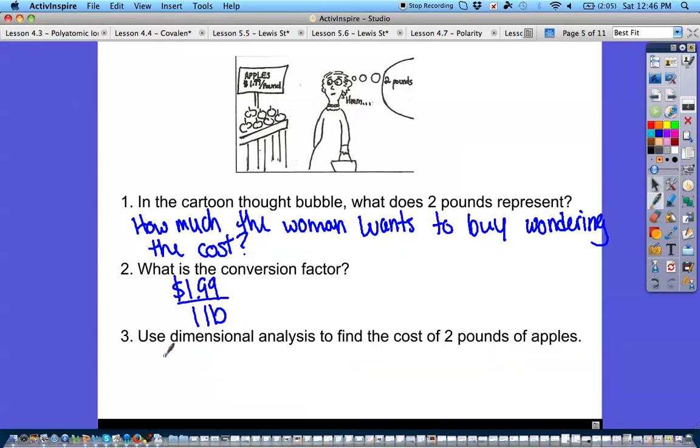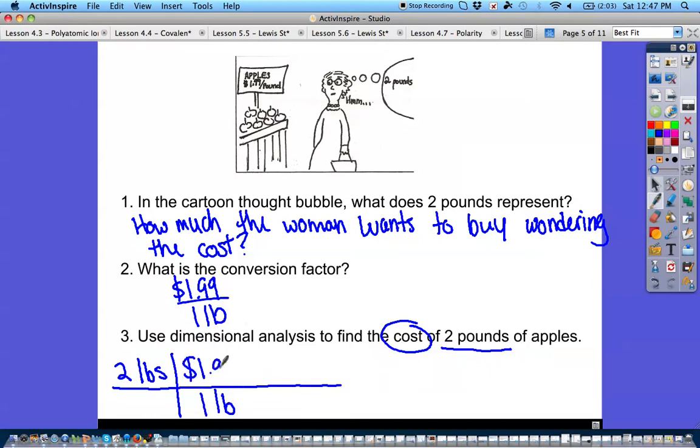So we're going to use dimensional analysis to find the cost of 2 pounds of apples. We're given 2 pounds of apples. We want to know what is the cost. So we're going to start with the number and the unit that is given to us. And I normally draw these as train tracks. It's the same thing as multiplying the fractions together. So we have 2 pounds of apples. We have pounds up here, so we need pounds on the bottom down here. So 1 pound, $1.99 per pound.